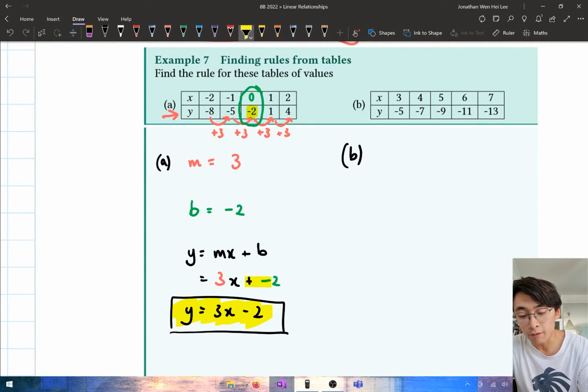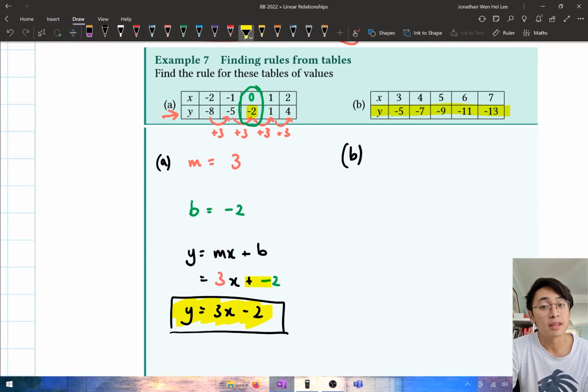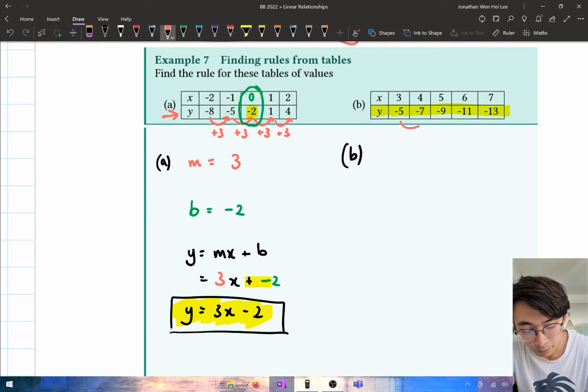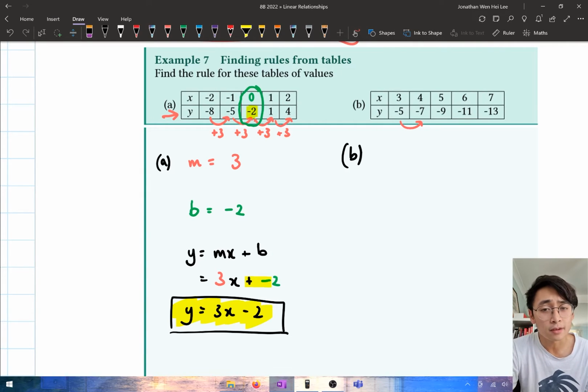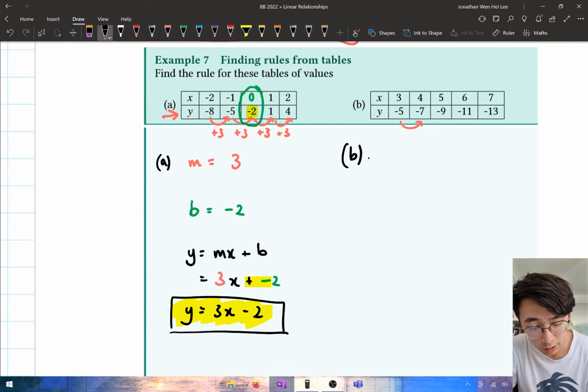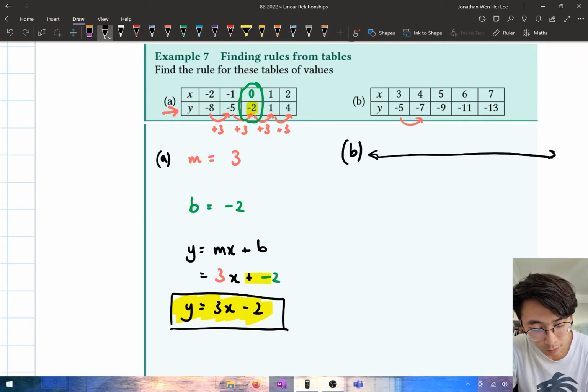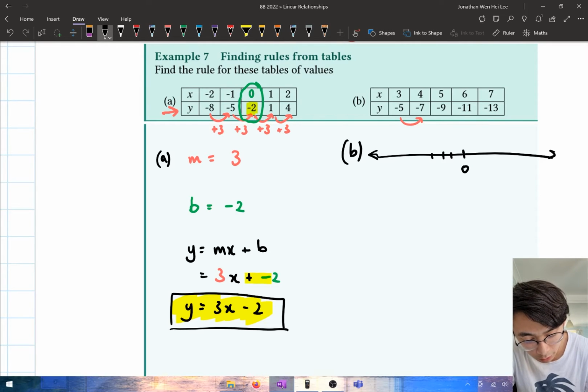Now that we've done that, we're going to have a look at the y values. So in the second row, how do I get from each number to the number in the box next to it? Let's have a look at this one: 5 to negative 7. Now this is where you need to remember your number line. 0 is over here, and if I find where negative 5 is, it would be 1, 2, 3, 4, 5. Negative 5 is over here.